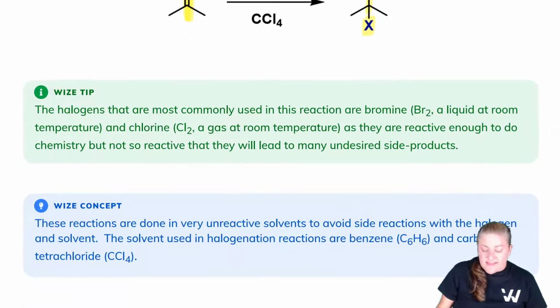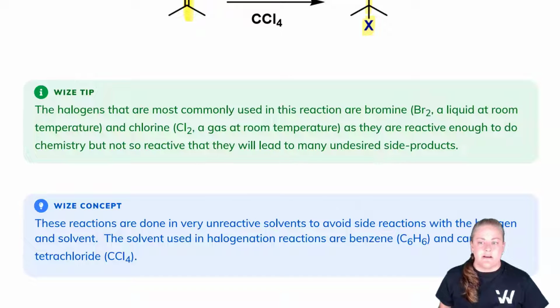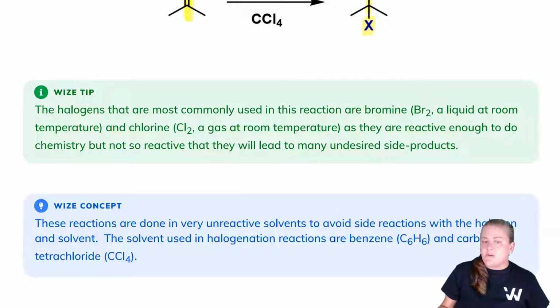Now, keep in mind that the halogens that are most commonly used in this reaction are bromine, which is a liquid, and chlorine, which is a gas, as they are reactive enough to do chemistry, but not so reactive that they lead to undesired side products. Fluorine, F2, is very difficult to do chemistry on, which is why we don't see it in second-year organic chemistry. Iodine is pretty sluggish and unreactive, which is why we're really going to be seeing chlorine and bromine as the number one examples.